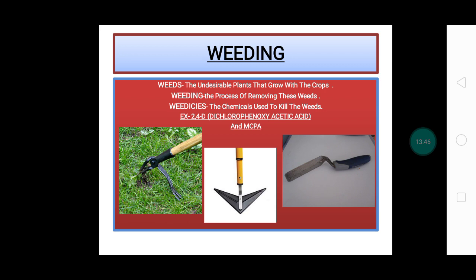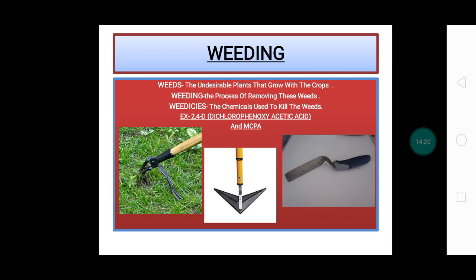These are the chemicals which are used to kill the weeds. Why is there a need for weeding? Weeding is necessary as weeds share the water, nutrients, space and light, and it ultimately affects the growth of the plant. Sometimes these weeds even interfere in harvesting, and are poisonous and harmful for animals and human beings.